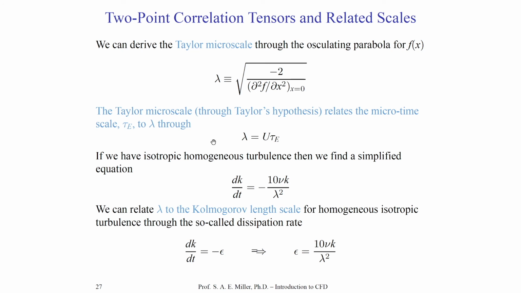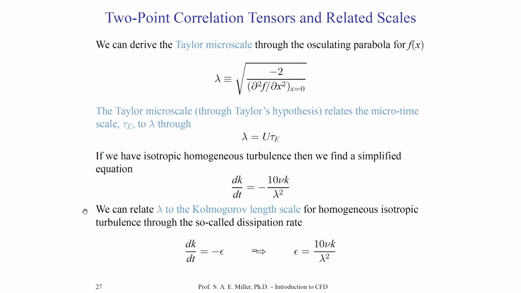Now, if we have an isotropic homogeneous turbulence, we might find a simplified equation using this approach. And this could be seen as a first form of a type of closure. We've related now the turbulent kinetic energy, the time rate of it, will go as the negative of, of course, its dissipation, as we derived and showed in a previous class. Using this definition, it will go as -10 of the viscosity times turbulent kinetic energy divided by the Taylor length scale squared. That is a simple equation.